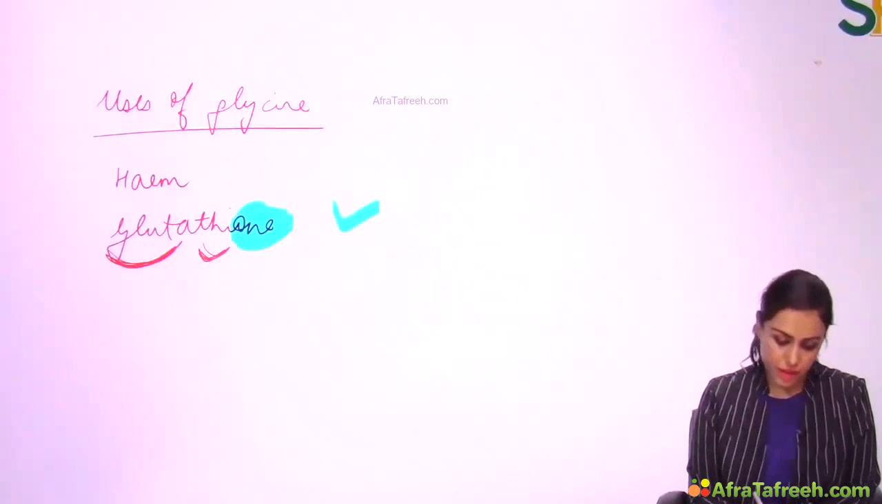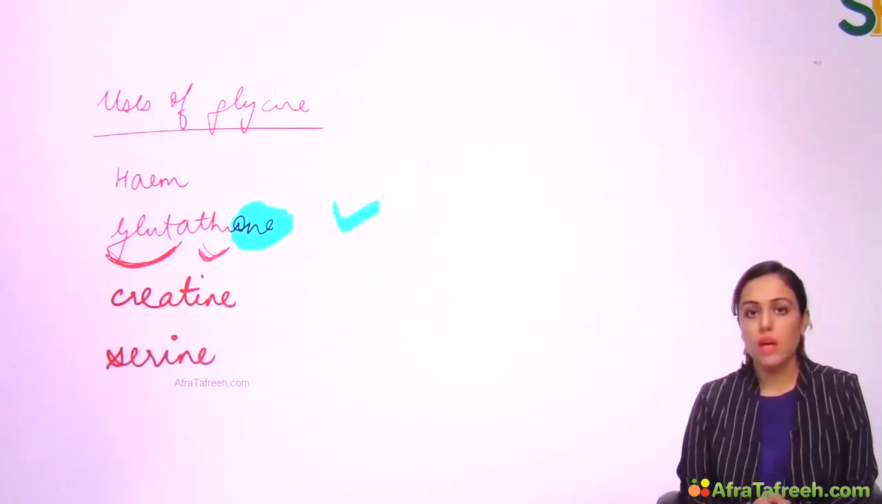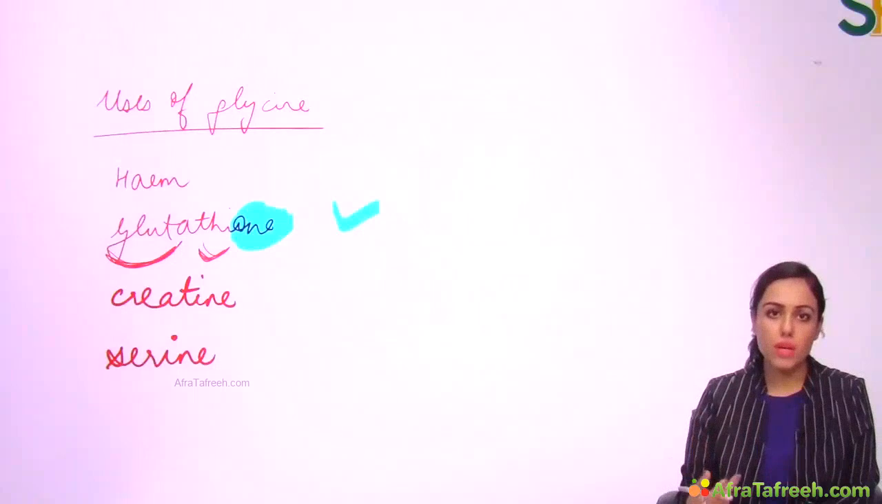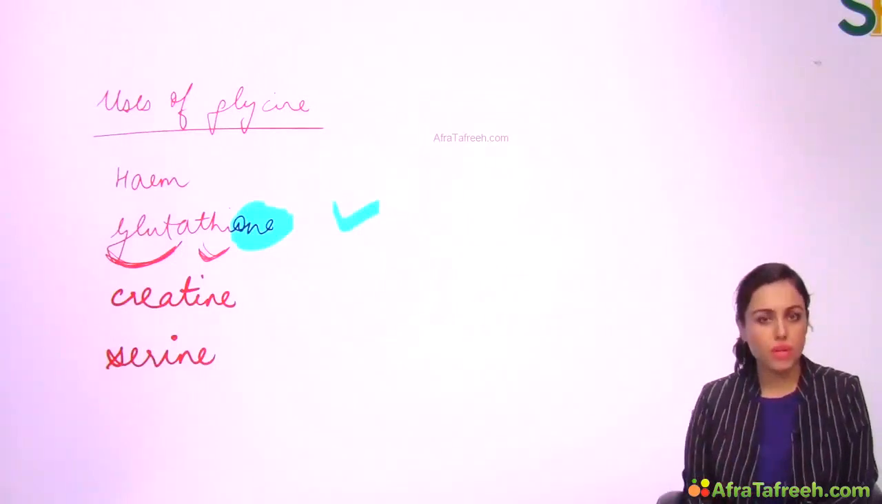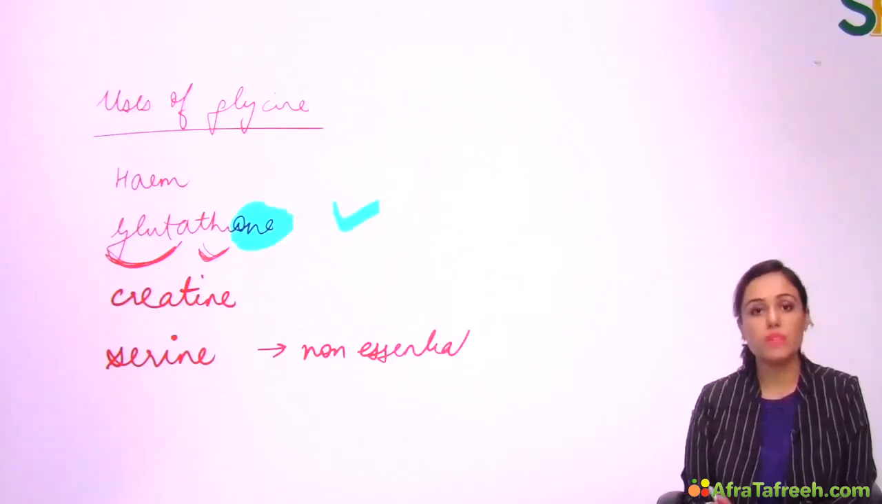Another use of glycine is in the formation of creatine and also in the formation of the amino acid serine. So I say glycine is non-essential, we can make it in the body, and then glycine can make serine in the body, right? So can I say serine is also non-essential, it can be synthesized from the amino acid glycine.